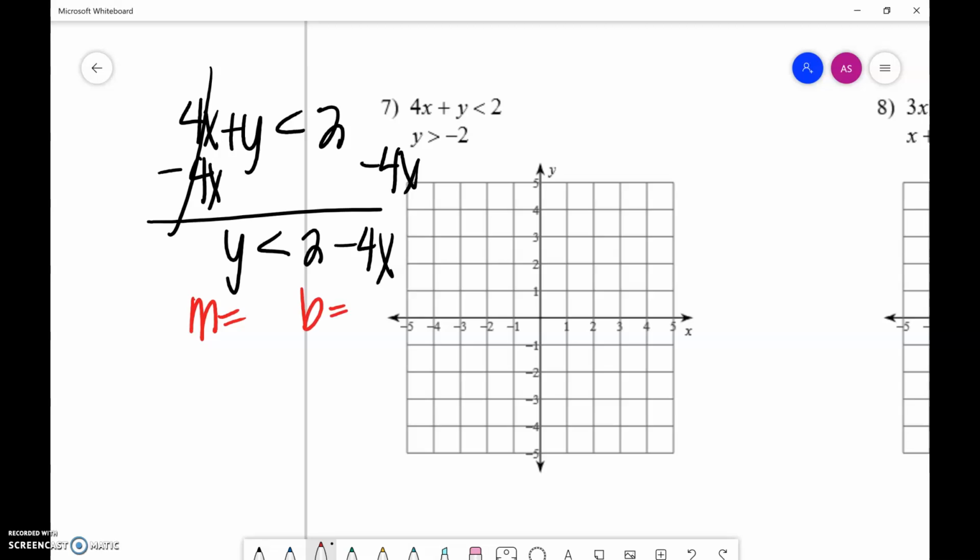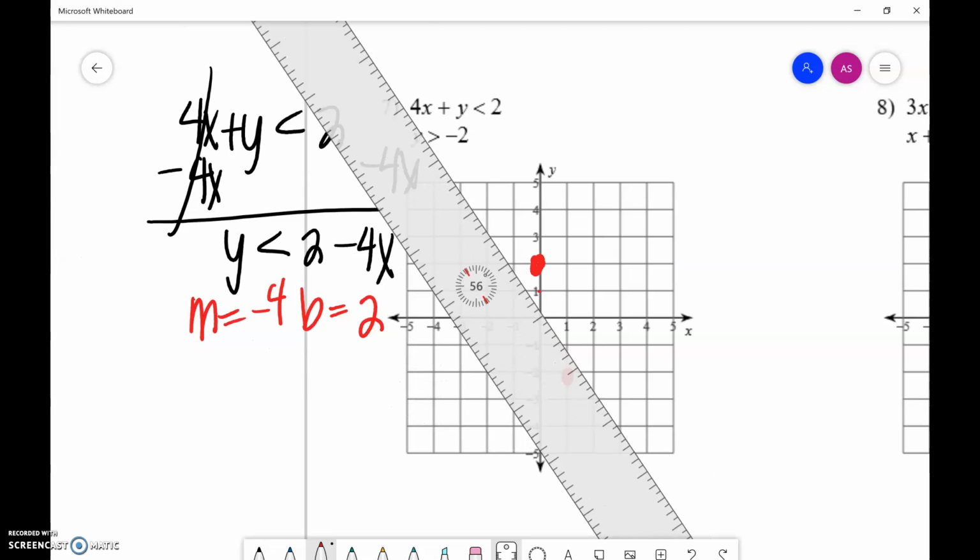So let's go ahead and identify our slope and our y-intercept. Our slope is -4. And our y-intercept is 2. So we're going to start at 2 and go down 4/1. Okay. So I can only fit 2 dots on that line.